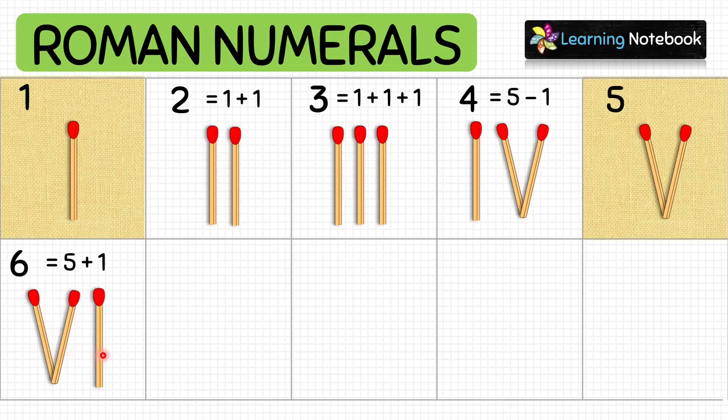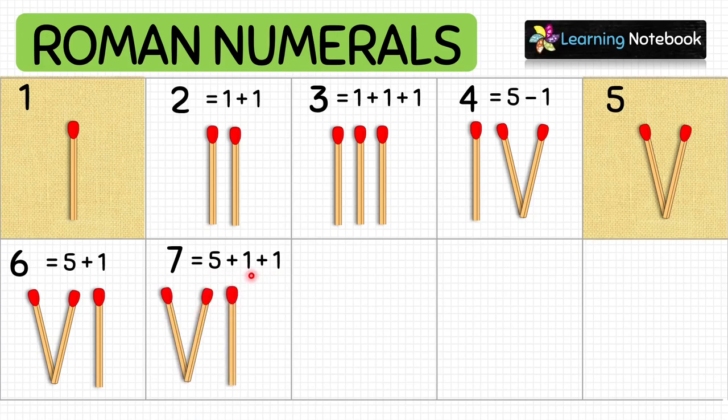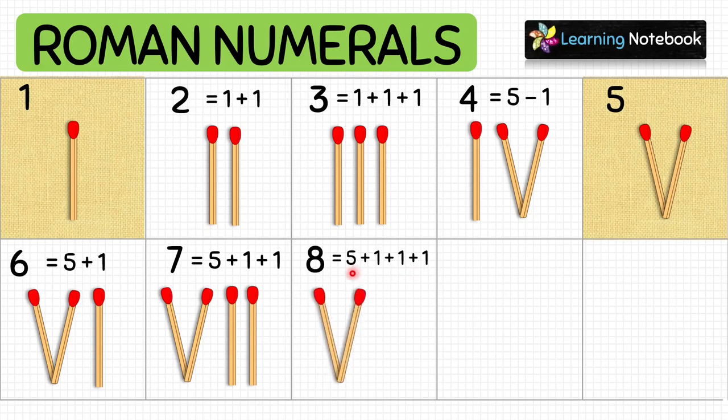VI. Next is 7, which can be written as 5 plus 1 plus 1. So to represent 5, let's paste two matchsticks in the form of letter V and then two I's. So this is the Roman numeral for number 7, VII. Next we have number 8, which can be written as 5 plus 1 plus 1 plus 1. So let's paste matchsticks in the form of letter V and then in the form of three I's. So VIII is the Roman numeral for number 8.